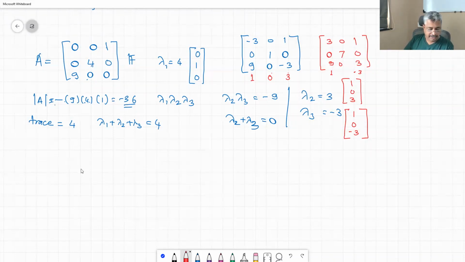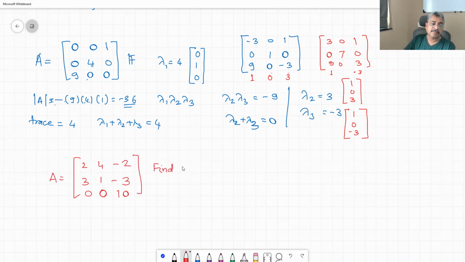What would be the eigenvalues? What will be the eigenvalues of this matrix? 2, 4, minus 2, 3, 1, minus 3, 0, 0, 10. Find eigenvalues. Now, 0, 0, 10 implies the first eigenvalue is 10. When you take the transpose, the eigenvalues will continue to remain the same.